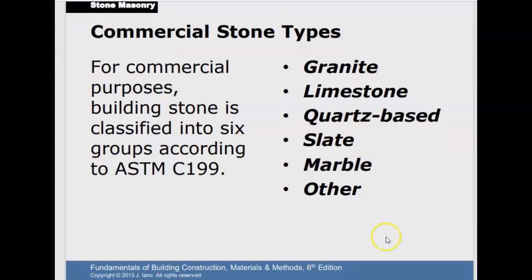Commercial stone comes in a variety of types. For commercial purposes, building stone is classified into these 6 groups according to ASTM C199. And they are granite, limestone, quartz-based, slate, marble, mainly for interiors, but it has also been used as a building material, and other.